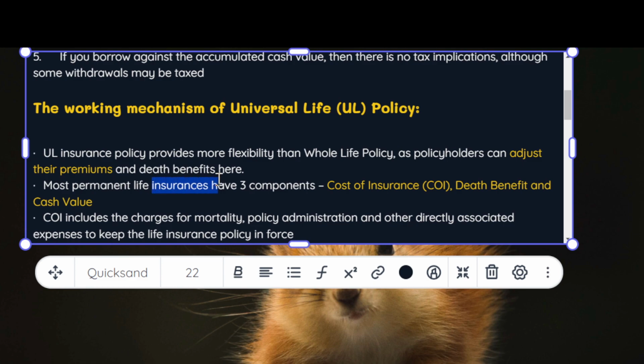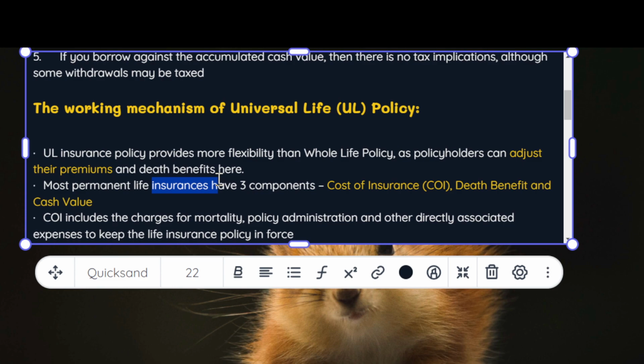Now, most permanent life insurance, be it whole life, universal, or variable universal life insurance, has three components. The first component is the cost of insurance, which is the amount incurred by the company to carry your policy. Then you have a death benefit, which is the fixed, declared amount that the insured is getting. And the third is the cash value, which is the additional amount that you will get.